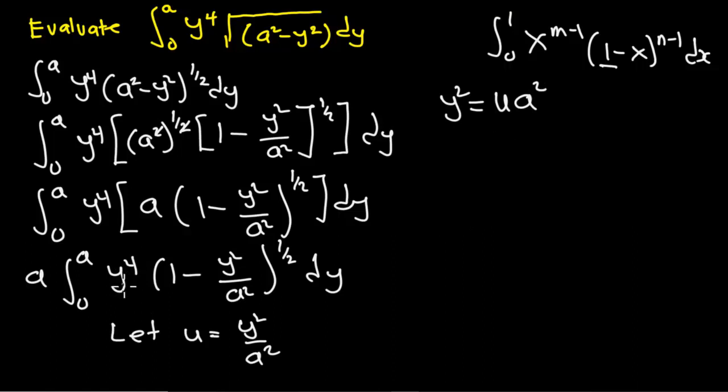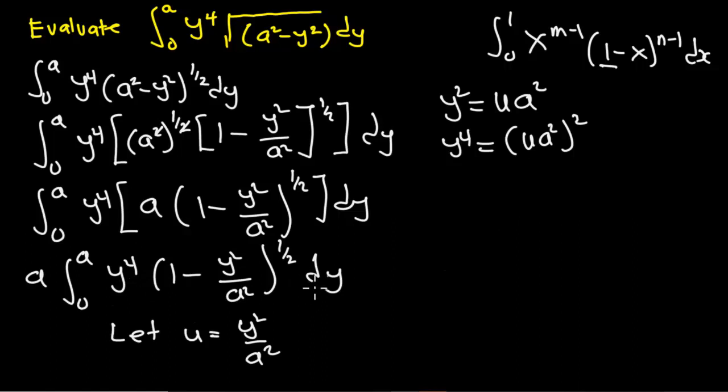Now from here, we have y to the power 4. To be able to get y to the power 4, we need to multiply the exponent by 2, so we do that on both sides. Doing that, you are going to have y to the power 4 is equal to u multiplying a squared, all exponent 2. Now we'll be able to change this one.